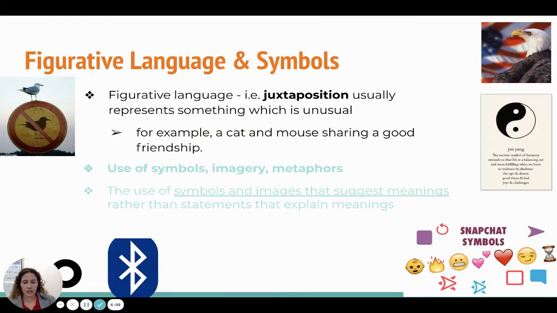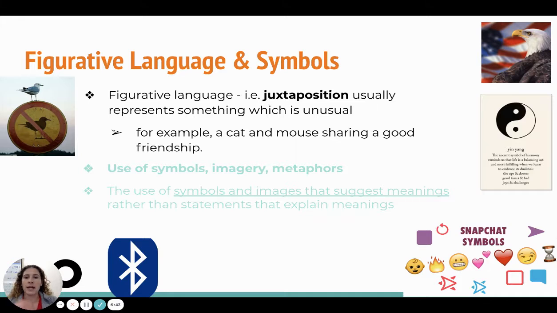Okay, and then figurative language and symbols. Hopefully this is a review. So an example of figurative language is juxtaposition. So this is kind of a new one for modernism, where it represents something that is unusual. Like if you're at a restaurant and a waiter serves you fish and ice cream together, that seems like it wouldn't work. It seems like something that shouldn't go together, but it does. So it represents something unusual. So maybe a cat and a mouse sharing a friendship, right? It shouldn't work, but it does.